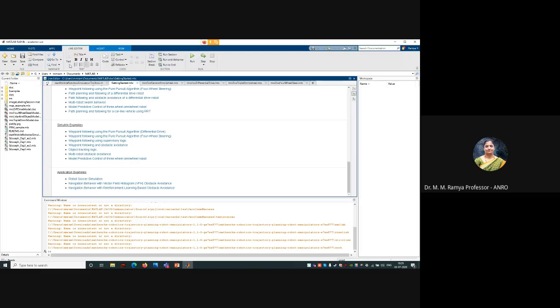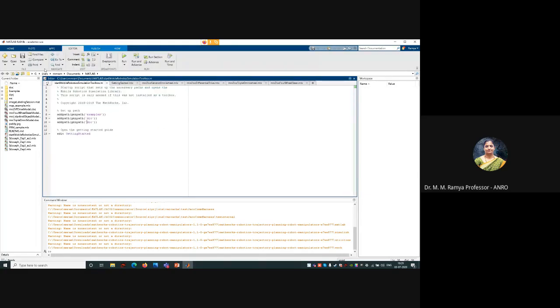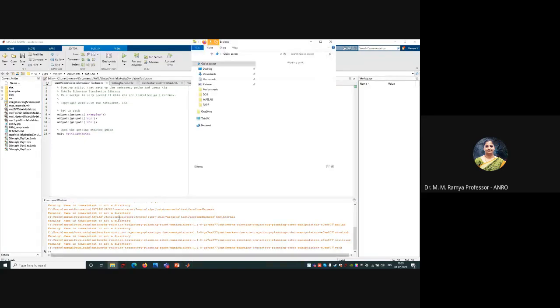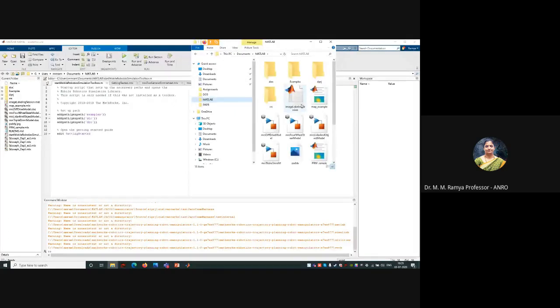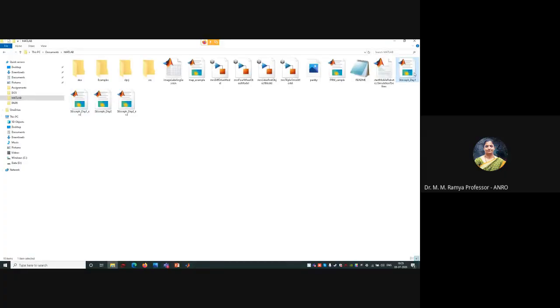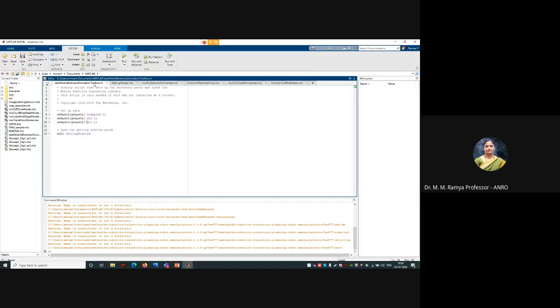Inside my MATLAB folder, let me show you after extraction as well. Don't bother about the day one folders and all that. These are some MATLAB examples that I showed you in the previous days. Apart from that, after extracting the files from your toolbox, you will see start mobile robotics simulation toolbox. This is an M file. An M file is a MATLAB script file. We are trying to open this M file in MATLAB, which I've already opened here.